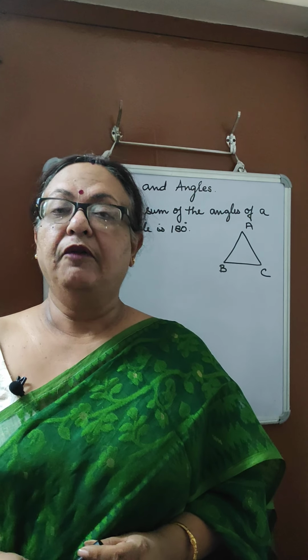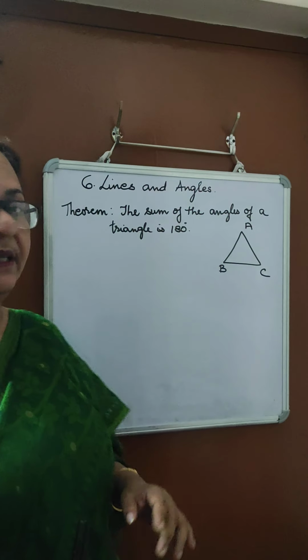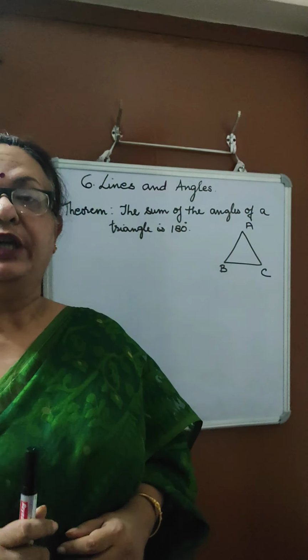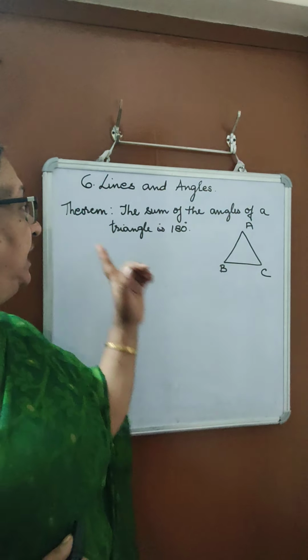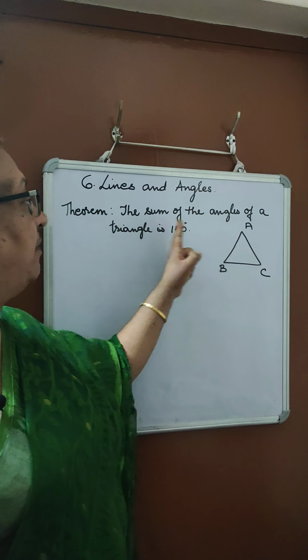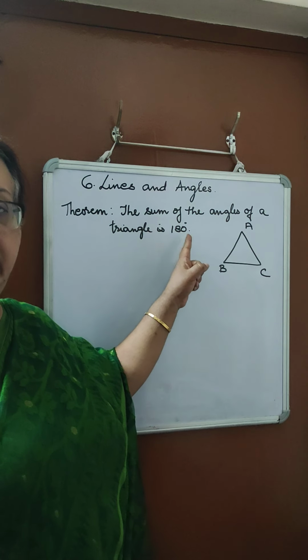Good day students, welcome to another video on maths from the chapter Lines and Angles. Today we will prove a theorem. What does the theorem say? It states that the sum of the angles of a triangle is 180 degrees.